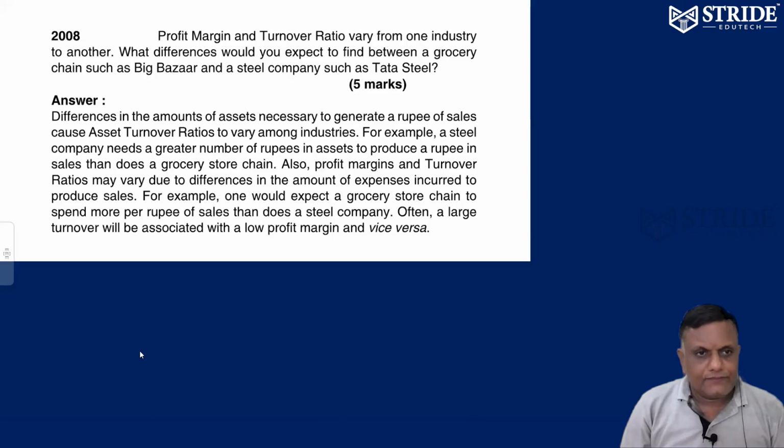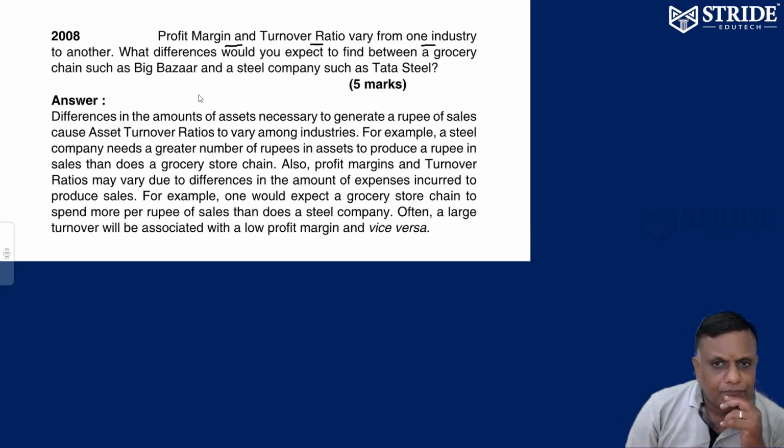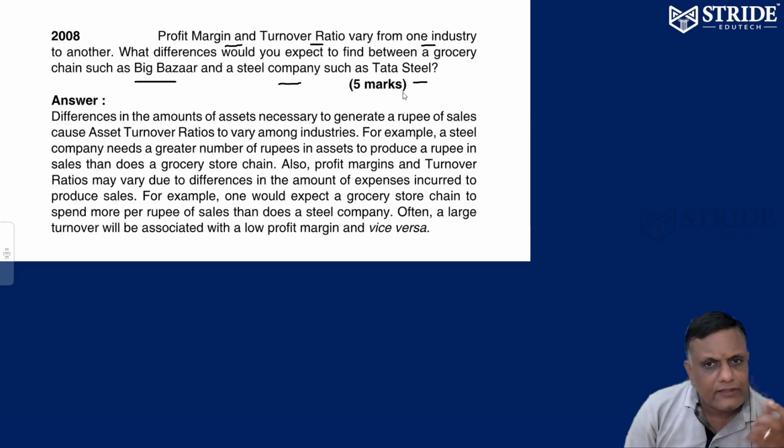Let's start ratio analysis. What do you mean by profit margin and turnover ratio? How are they going to vary from one industry to another industry? What difference would you expect to find? For example, grocery chains such as Big Bazaar and steel companies such as Tata Steel.